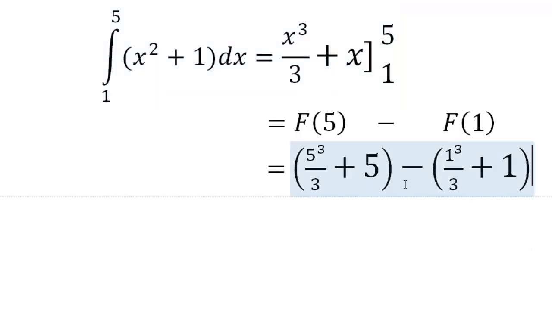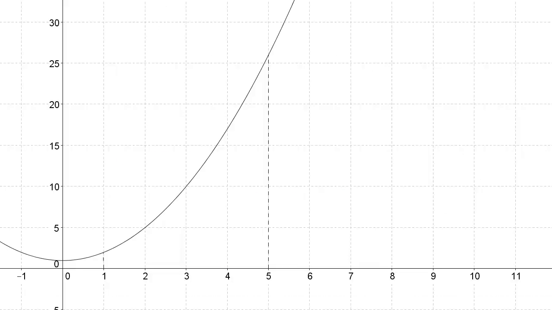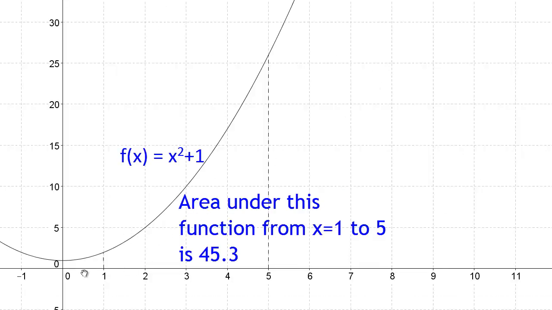So this is F of b minus F of a, which gives us 46.6 repeating minus 1.3 repeating, or 45.3 repeating. So we've now found the exact value of the area under the curve from 1 to 5 of x squared plus 1. So here's a graphical view of what that looks like. Here's the function f of x equals x squared plus 1, and we're finding the area, the exact area, by the way, between 1 and 5 underneath that curve.